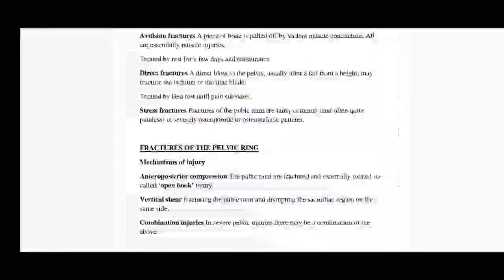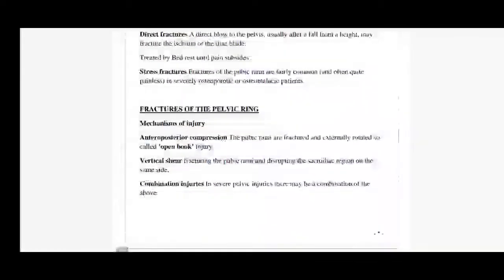Type 2 is the fracture of the pelvic ring, which can be classified according to the mechanism of injury, whether anterior posterior compression, vertical shear, or combined injuries. Anterior posterior compression is also called open book fracture. The pubic rami are fractured and externally rotated, the so-called open book injury. Vertical shear is fracturing of the pubic rami and disrupting the sacroiliac region on the same side. And this is an unstable fracture.